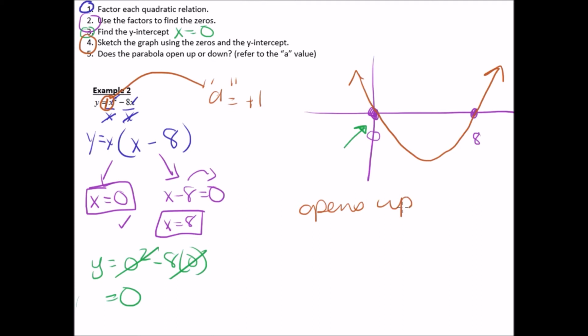All right, number 4. We're going to sketch this. We plotted the zeros and we plotted the y-intercept. This one's a little bit tricky because we don't know if it opens up or if it opens down. So let's take a look at the a value. Our a value is positive 1. So it's going to open up. So our parabola is going to look something like this because we know that it opens up.